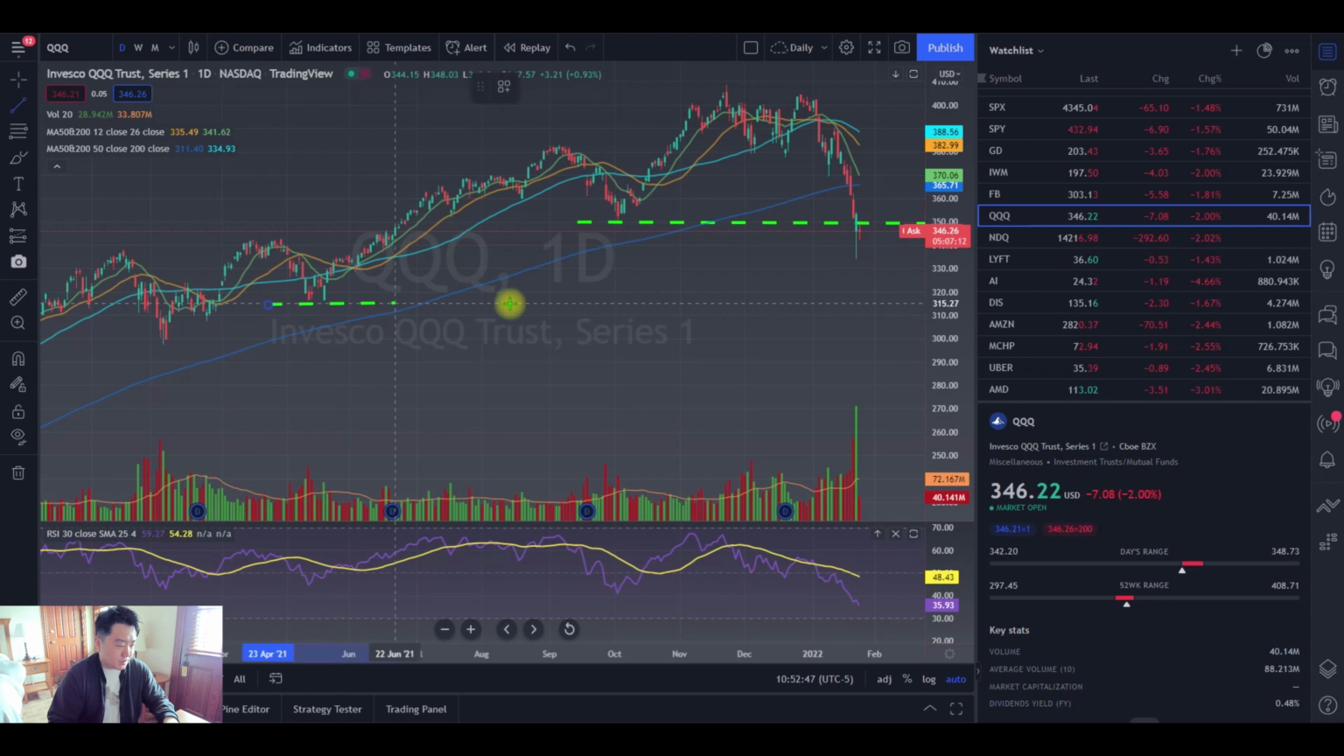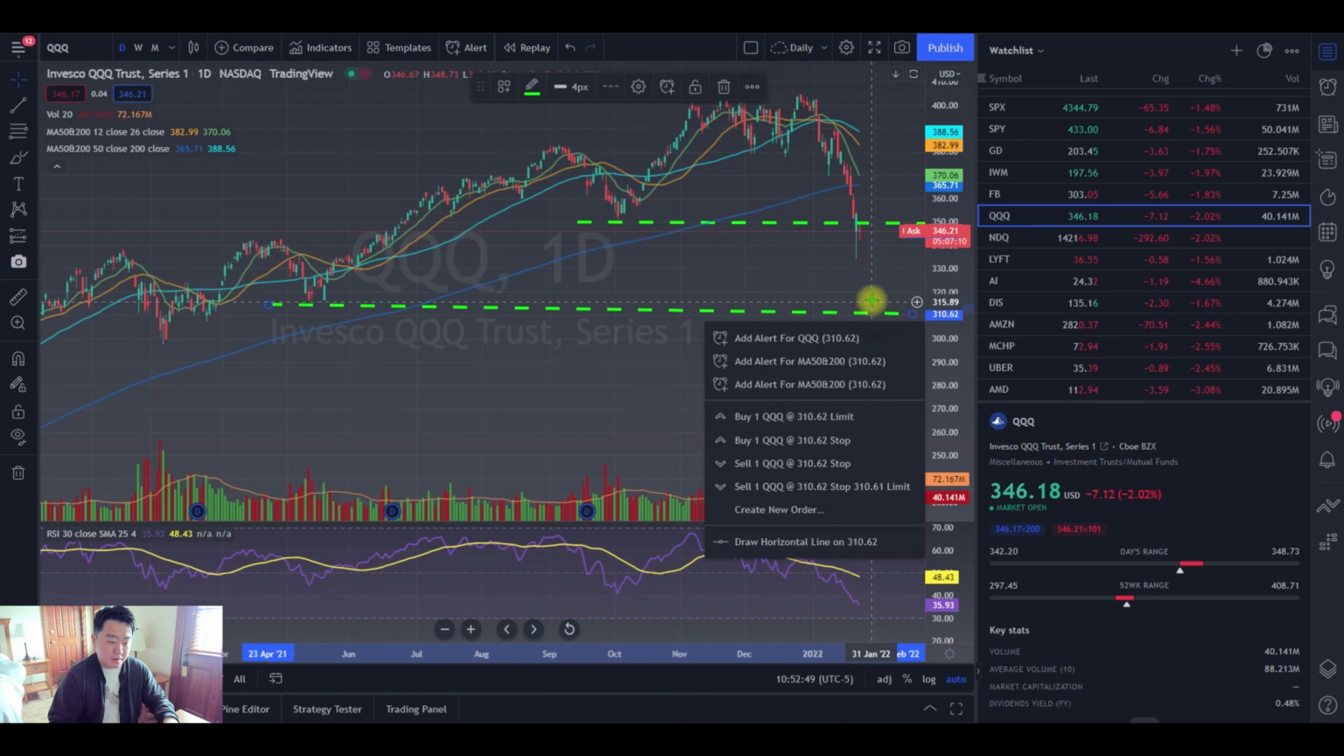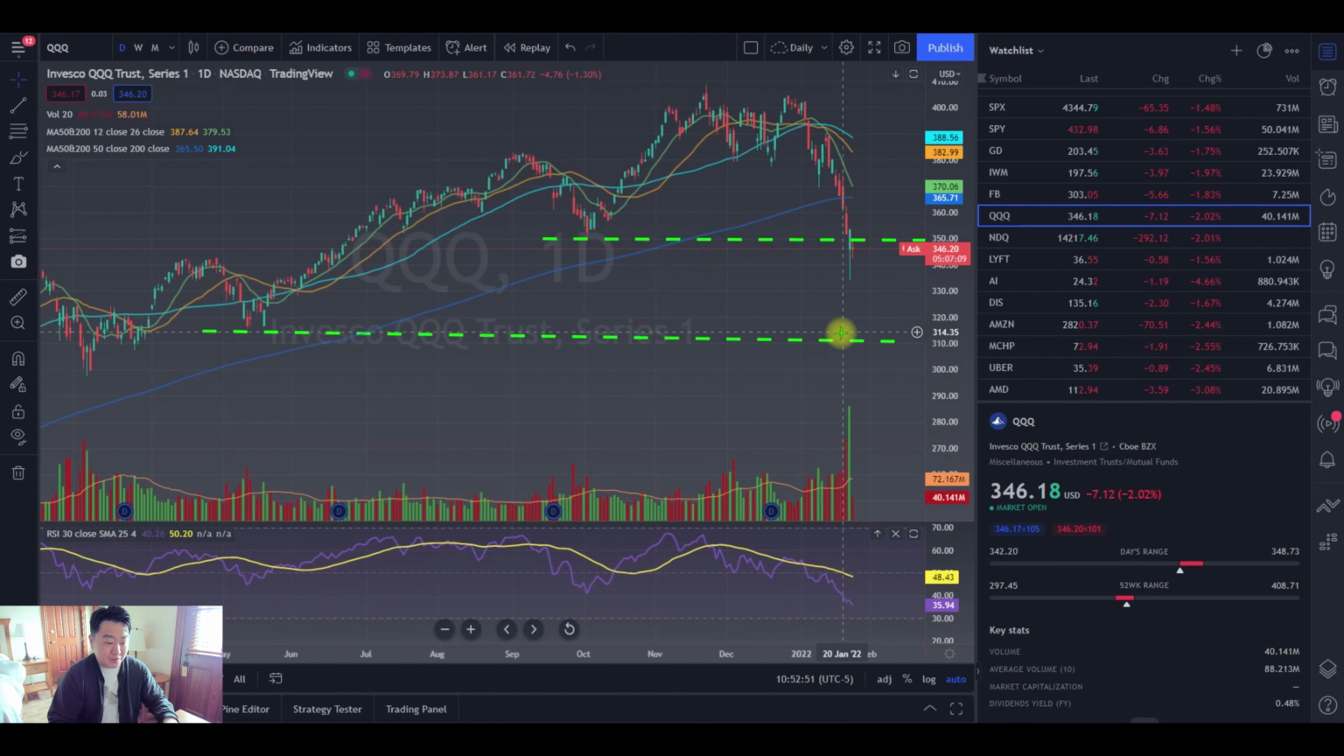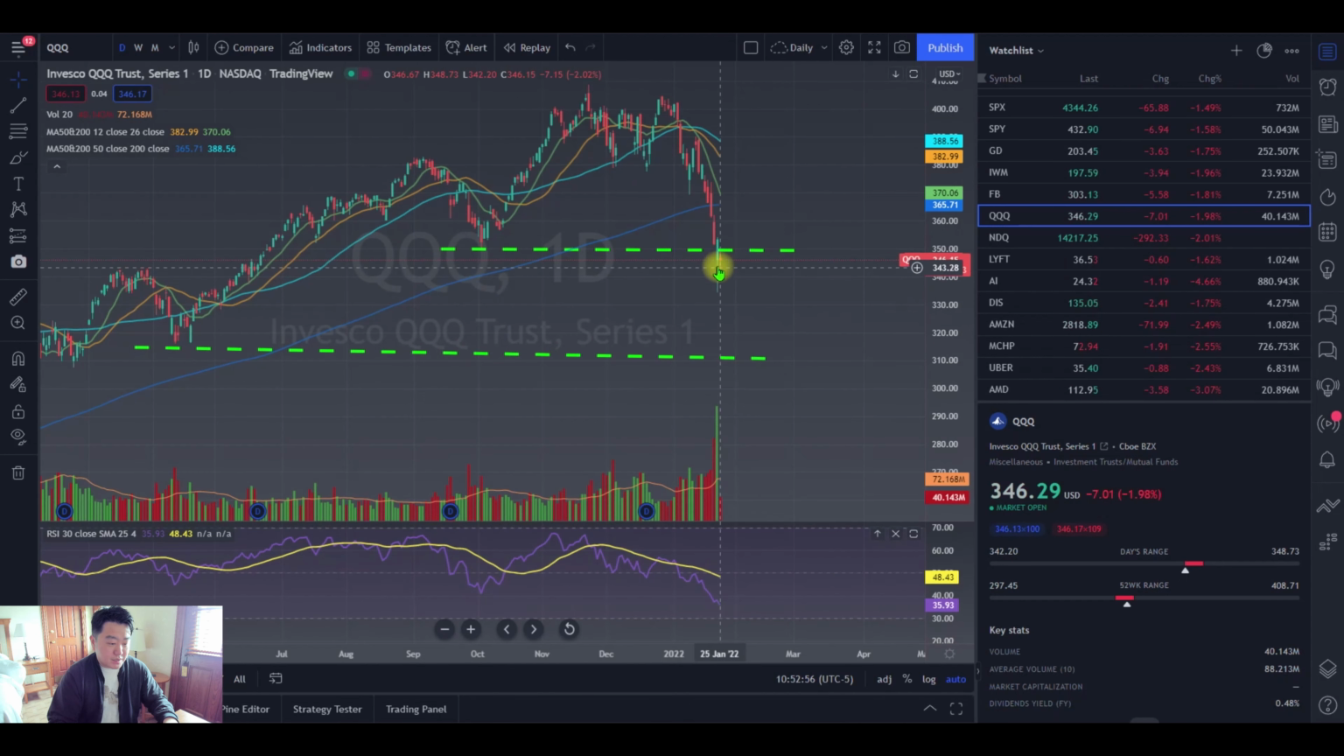And the next support is going to be somewhere here, which is around 310. I don't think it will go to 310. I think that's too big of a call to make. I think the chance of bouncing back up here is much higher than just going straight down. But we're going to take a look at this name and we're going to see how things go.